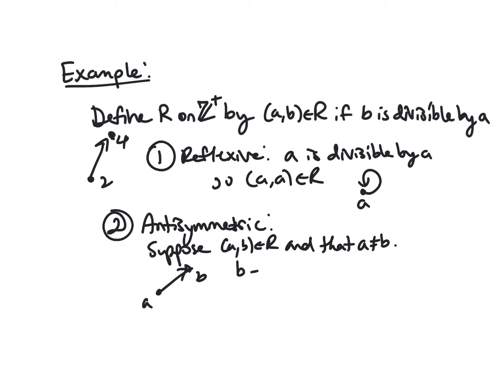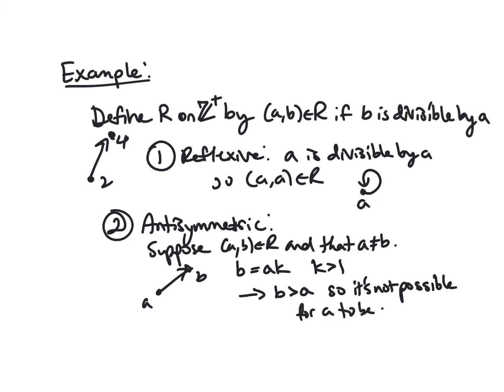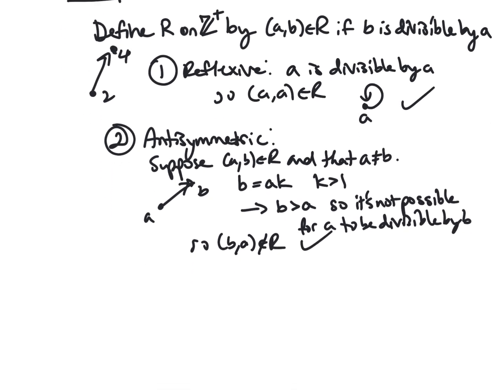Well, this means that b is equal to some ak because b is divisible by a. And since they're not equal and they're both positive numbers, k must be greater than 1. What does this mean? This is going to imply that b is greater than a, right? And so it's impossible for a to be divisible by b. Not possible for a to be divisible by b. Okay, and so that means that (b, a) is not in R, and so yes, it's anti-symmetric, it is reflexive.